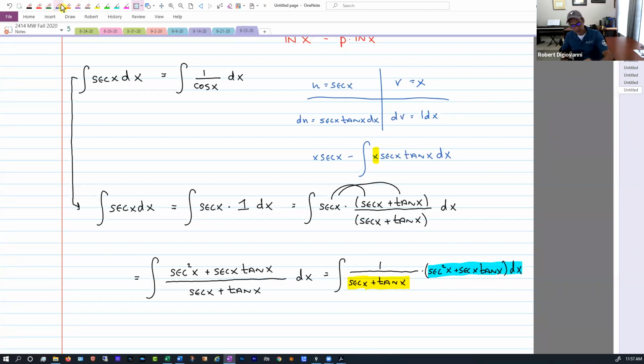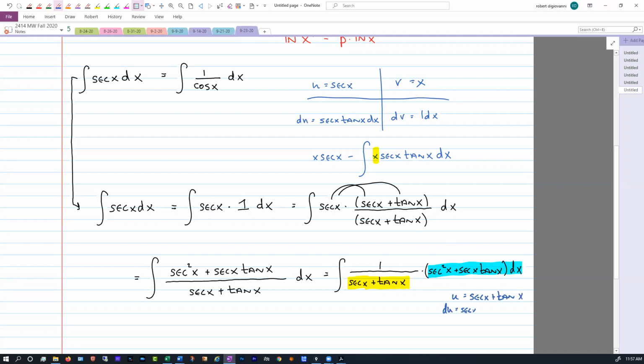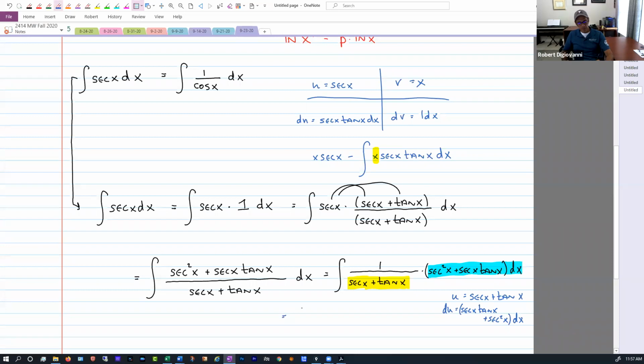So I can rewrite this. Let me just substitute. u is going to be the entire bottom, and then du is secant x. Go ahead. So that means this integral just becomes the integral of 1 over u du. And the antiderivative of that is the natural log of the absolute value of u plus c. And what was u? u was secant x plus tangent x. So we'll just plug that in right there.